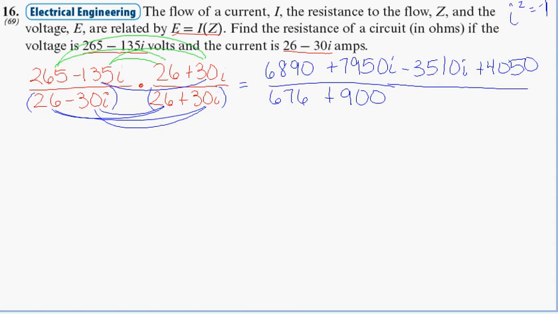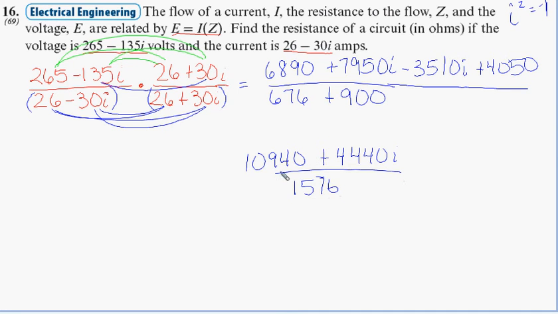Now the rest of this is just a matter of simplifying, okay? So when we add all of this together, we should end up with 1,940 plus 4,440i. Man, these are massive numbers, aren't they? Okay, and then we have 1576.